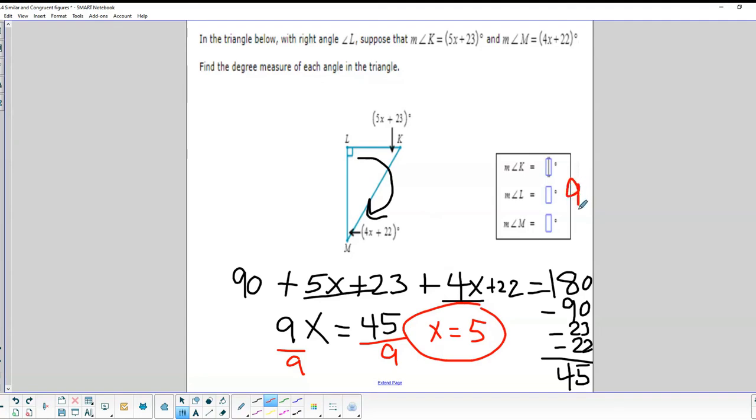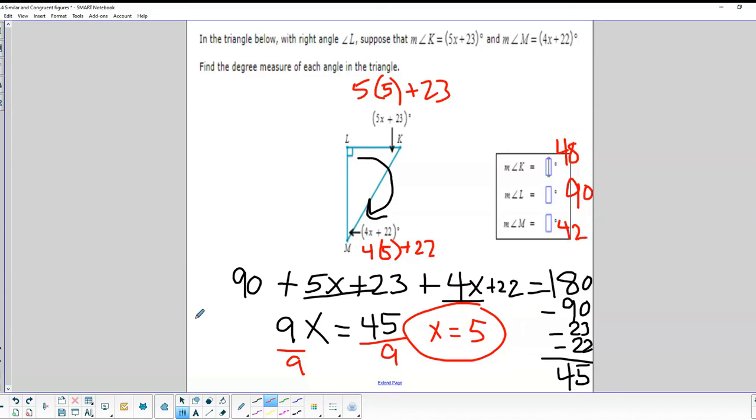First of all, we notice that angle L is 90 degrees, so we put that in there. Then these other angles, we have to plug in the number 5 for x. So 5 times 5 plus 23. 25, this is 25 plus 23, that would be 48. So angle K is 48 degrees. And the last one, we've got 4 times 5, which is 20. And 20 plus 22 is going to equal 42. So our last angle is 42 degrees.